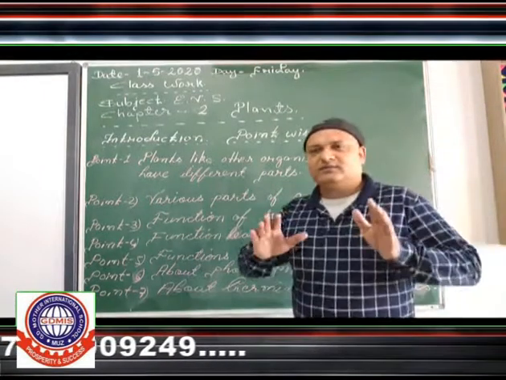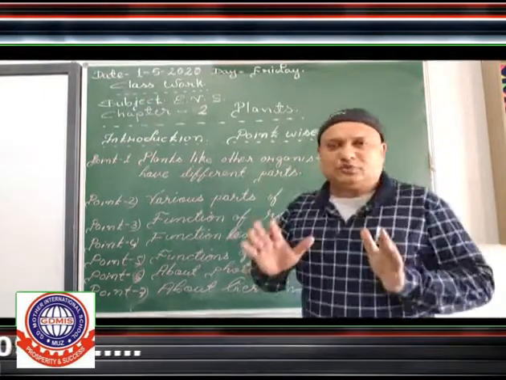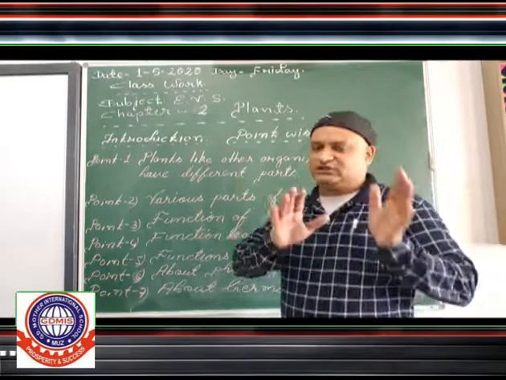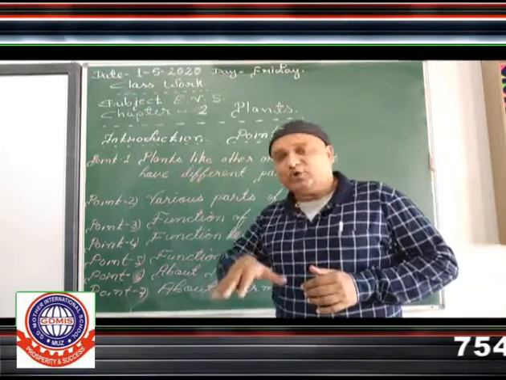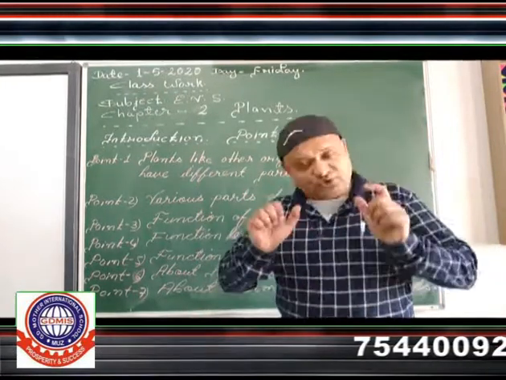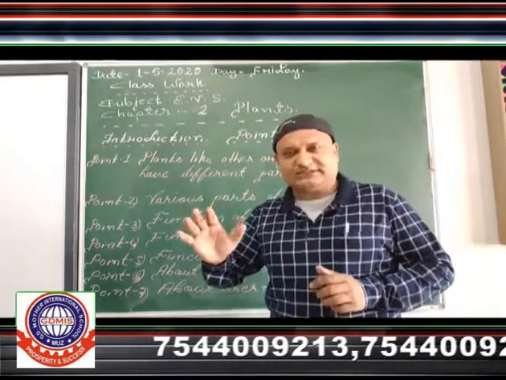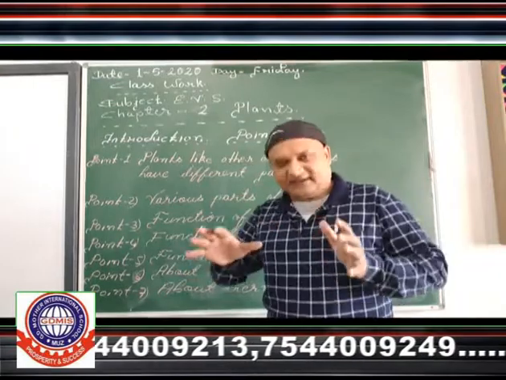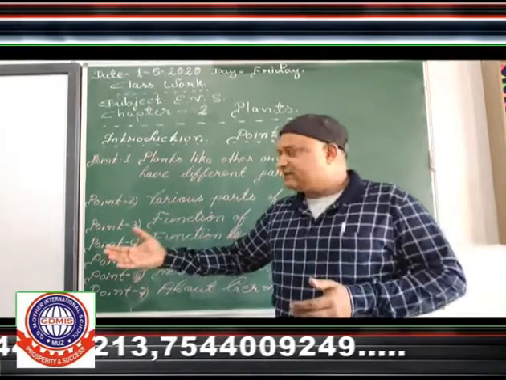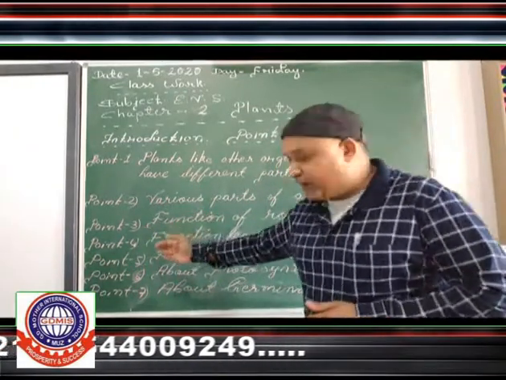As you know, in a plant there are two parts, roots and shoots. The part below the soil is known as roots and the part above the soil is known as shoots. We will discuss other points later. So let us continue now with point number 4.